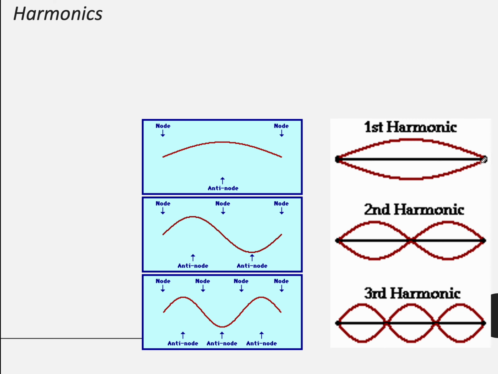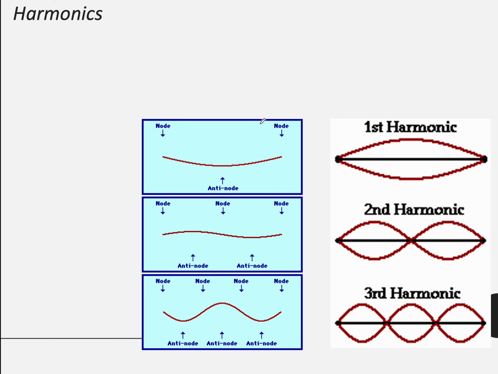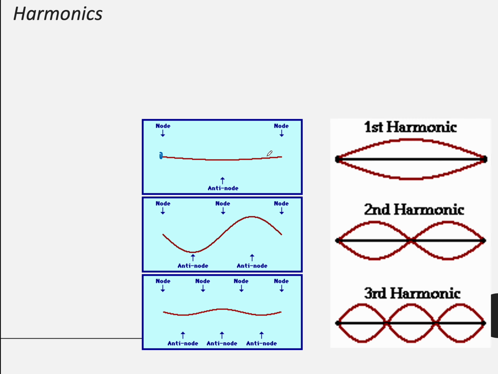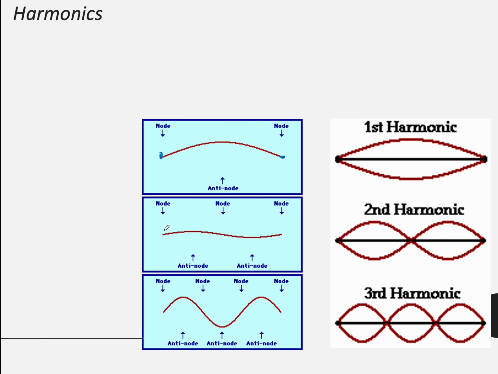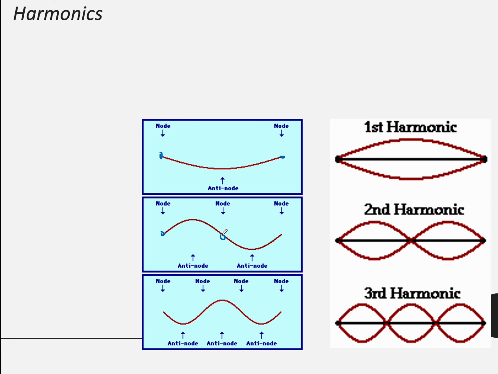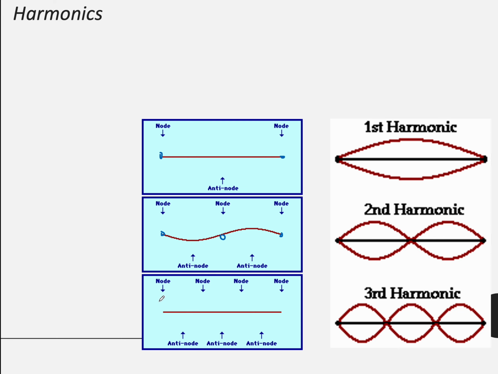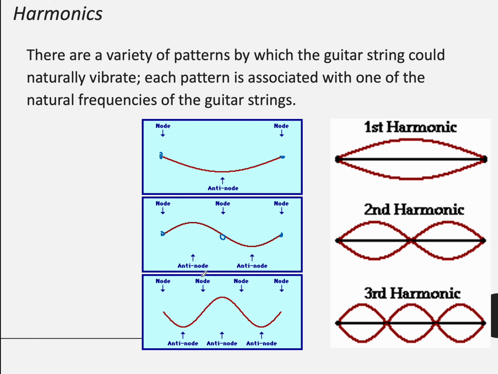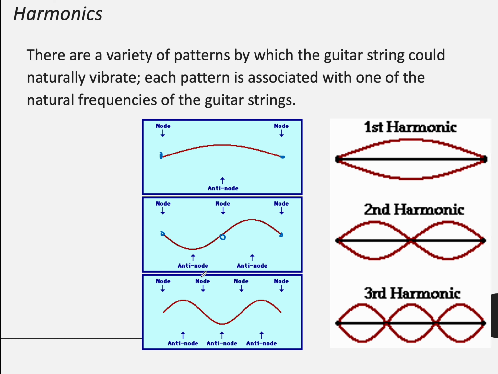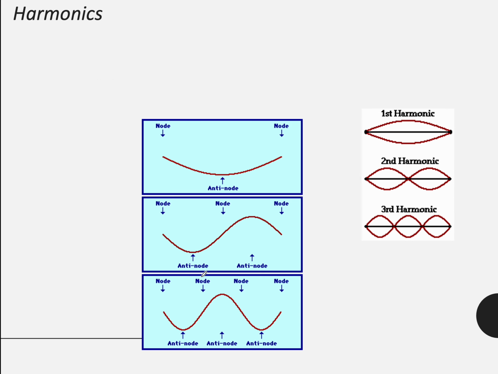Here's an animation of what we're talking about. Again, you can see the nodes at each end of these. And then this one has 3 nodes and 2 antinodes. And this one has, never mind, you get the idea. And so you can sort of see it. And yeah, guitar strings naturally do this, piano strings, any stringed instrument, violins will do these.